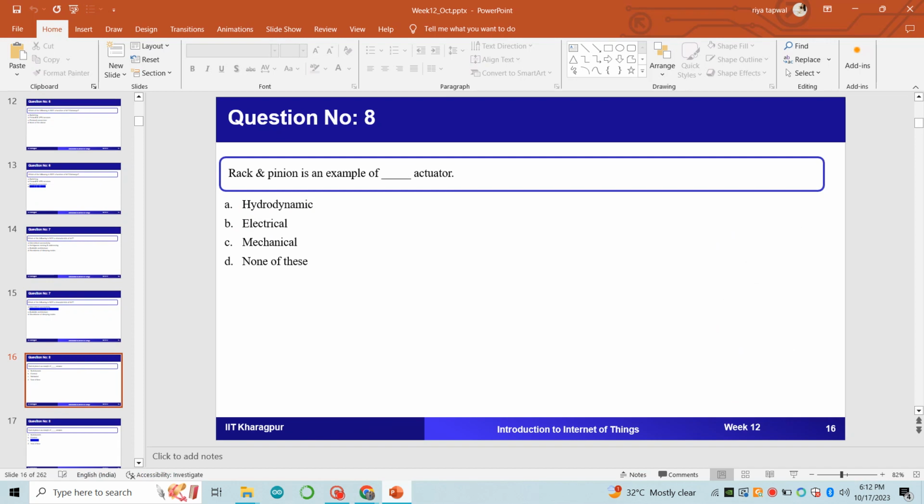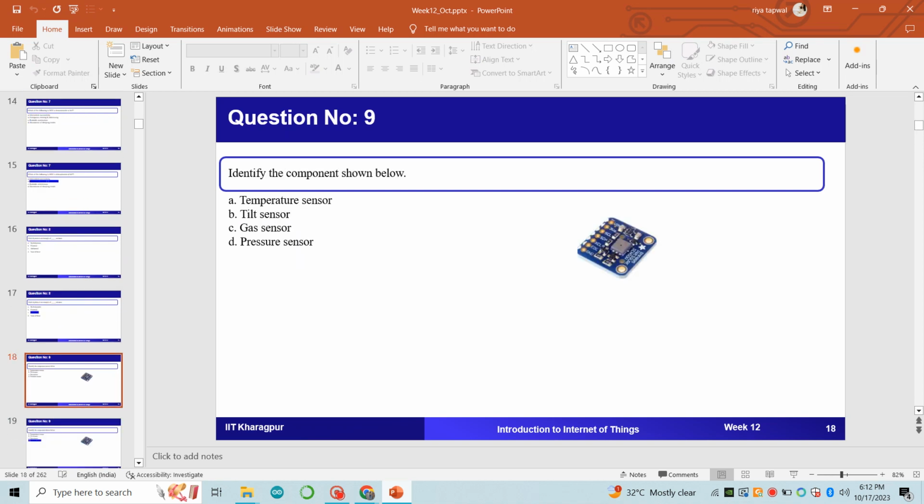Next question is, rack and pinion is an example of blank actuator. Options are hydrodynamic, electrical, mechanical, none of these. Mechanical. Okay, anyone else? I have taken these questions from already discussed sessions. So at least for these questions you all should be able to answer. Right, mechanical is correct.